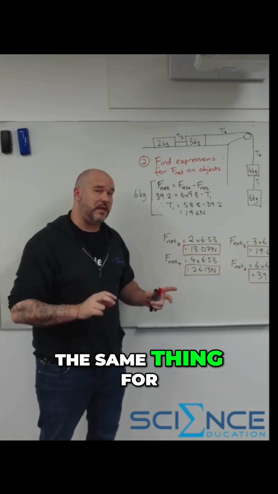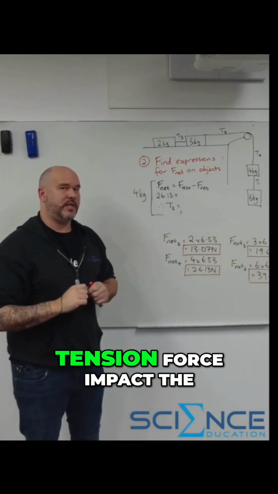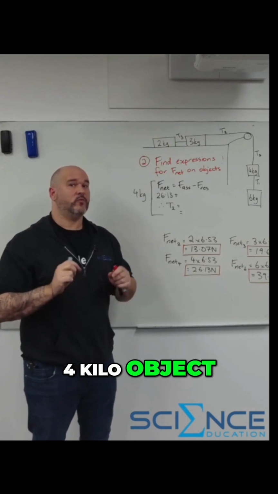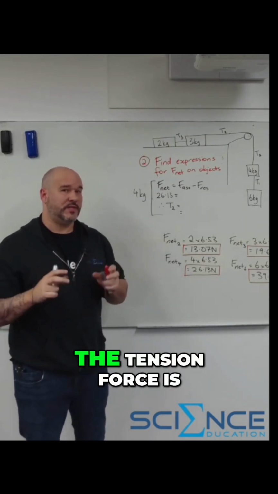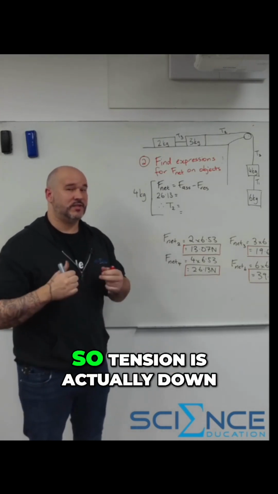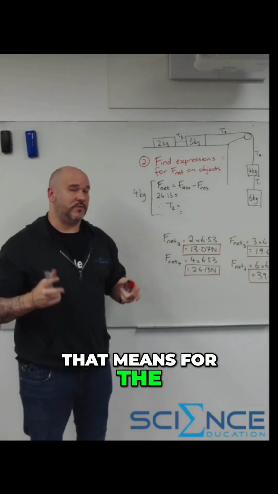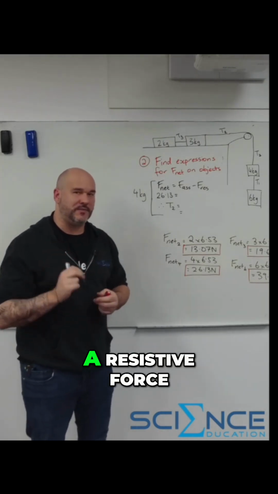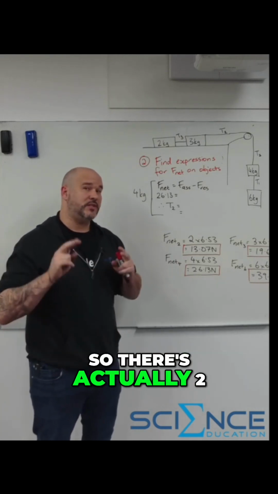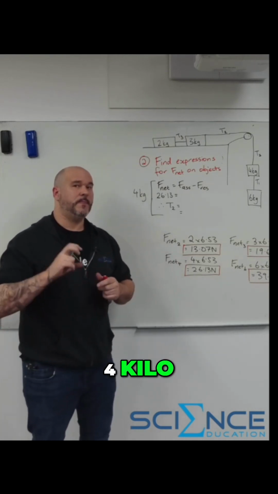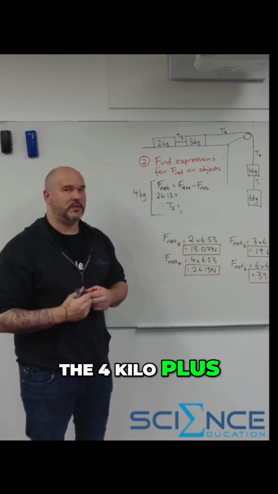Now we can do the same thing for the 4 kilo object. So how does this tension force impact the 4 kilo object? Remember, tension always acts away from the object. So according to the 4 kilo object, the tension force is actually pulling it down. So tension is actually down. That means for the 4 kilo object, tension is actually an assistive force rather than a resistive force because it's supporting its motion. So there's actually 2 assistive forces for the 4 kilo: the weight force of the 4 kilo plus the tension T1.